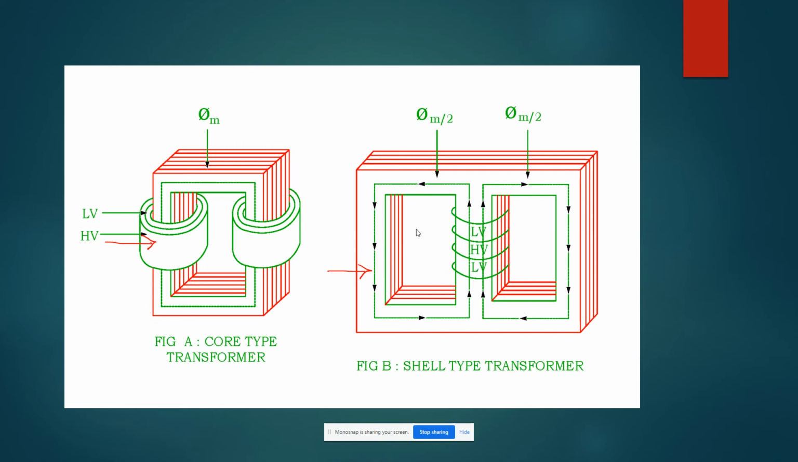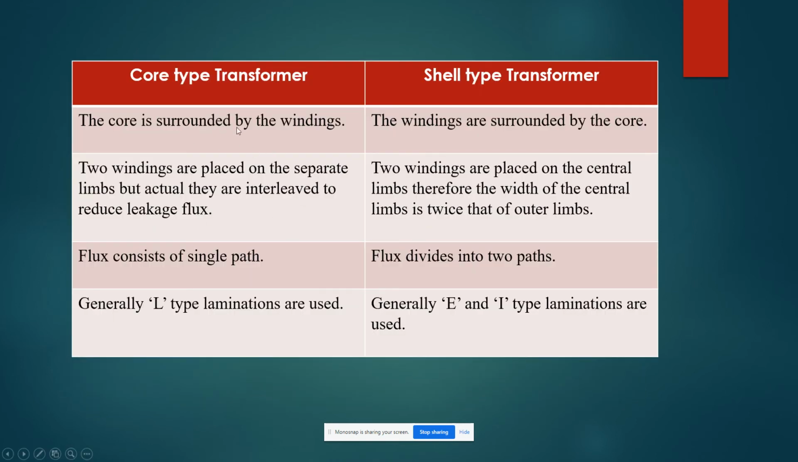So these are the major differences between the core type and shell type transformer. A summary of both is given here. In the core type, core is surrounded by the winding, whereas in the shell type, winding is surrounded by the core. In the core type transformer, two windings are placed on separate limbs, whereas in the shell type transformer, two windings are placed on the same limb. Core type transformer flux has a single path. Shell type flux is divided into two paths.